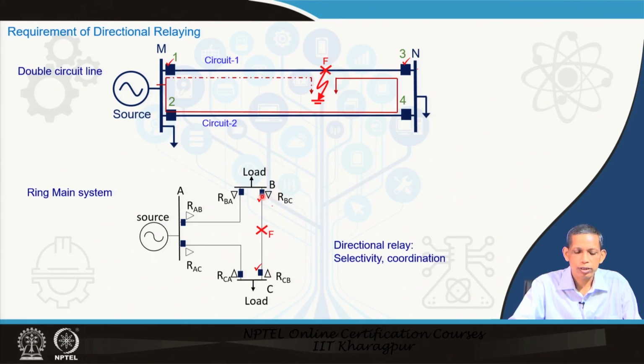So, the only requirement is that the relay here and the relay here should operate, and this discrimination can be achieved using the directional principle. We will see in more detail how we can use the different directional principles to employ different nodes, different points, for satisfying the different protection needs.